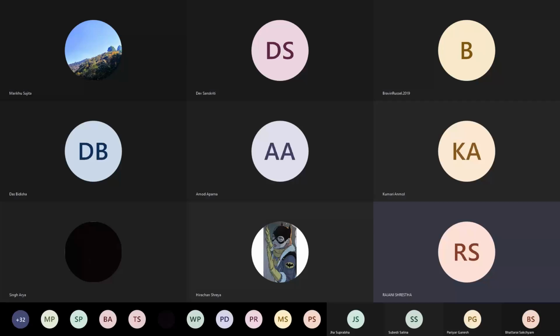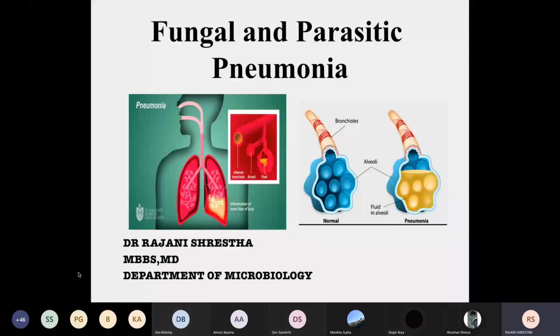So I think you already know what pneumonia is. Can anyone say what the definition of pneumonia is? Inflammation of lung parenchyma is pneumonia. Okay. Any other definition?